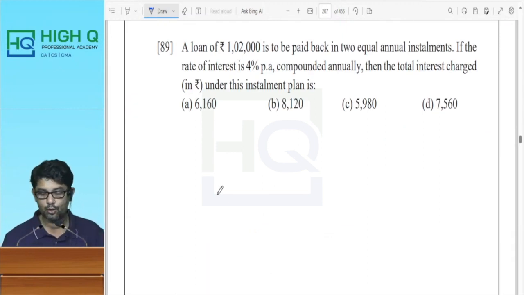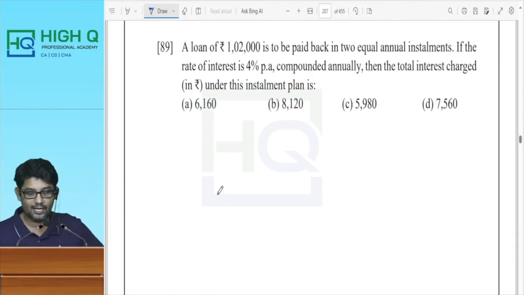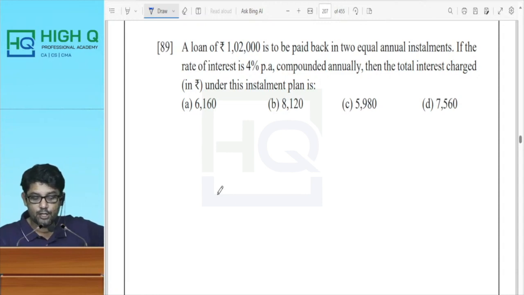Now I want you to do this. A loan of 1,02,000 rupees is to be paid back in 2 equal annual installments. If the rate of interest is 4% per annum, compounded annually, then the total interest charged under this installment plan is? Can you do this? Madhvi, how did you get 1,800? Rahil, yeah, you got.